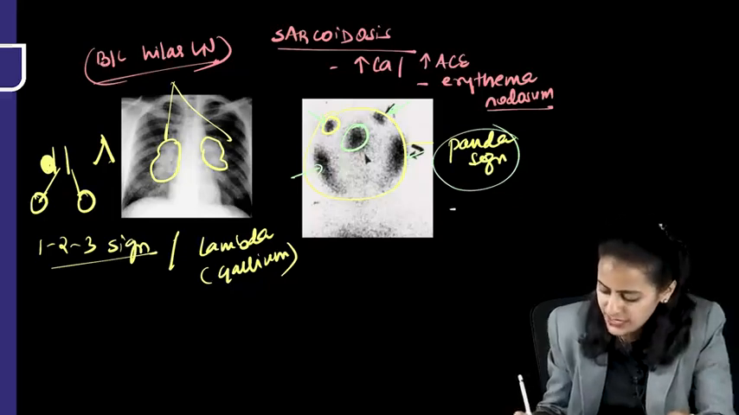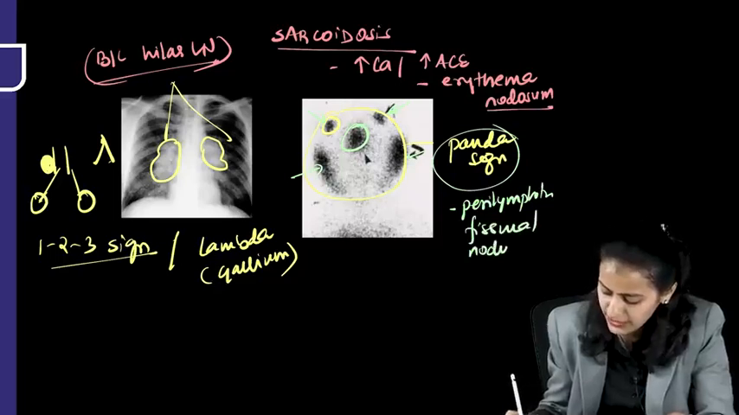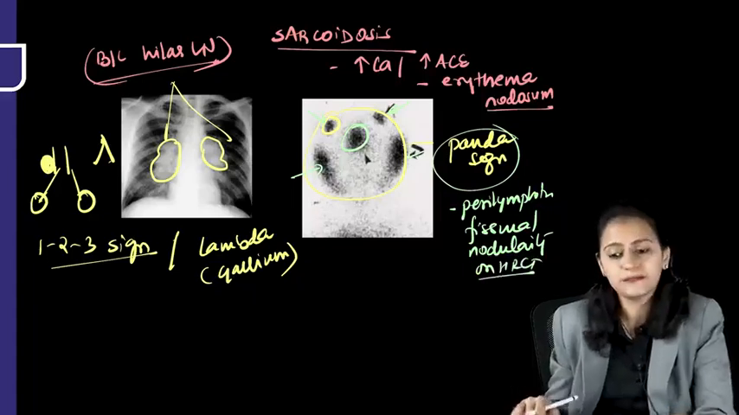The nodules here in sarcoidosis are perilymphatic nodules, which will lead to fissural nodularity on HRCT. Okay, remember on HRCT, we would see the fissural nodularity.